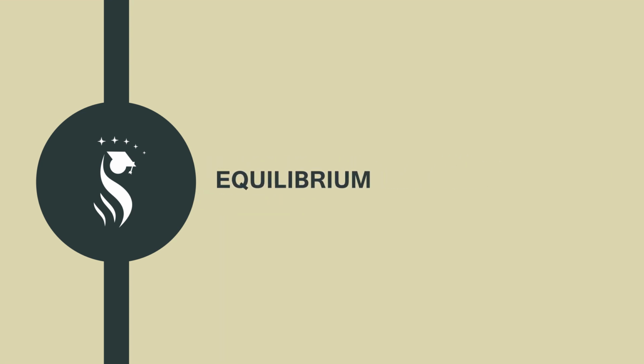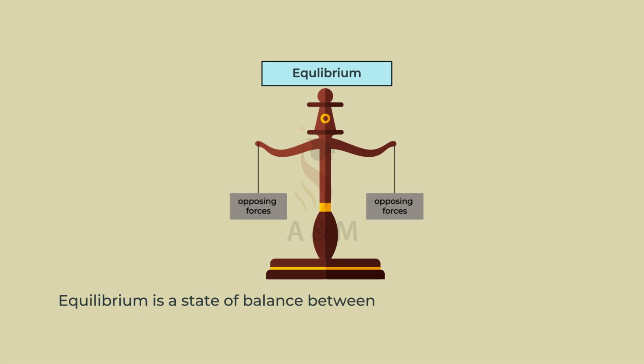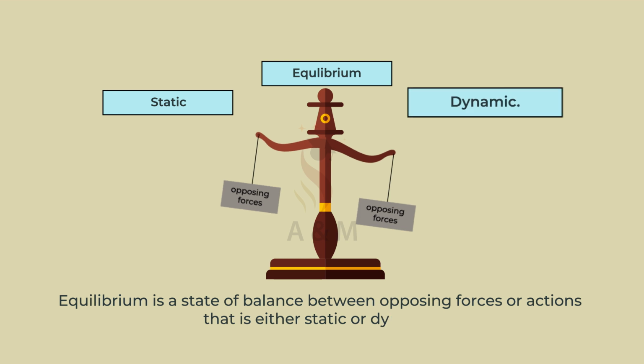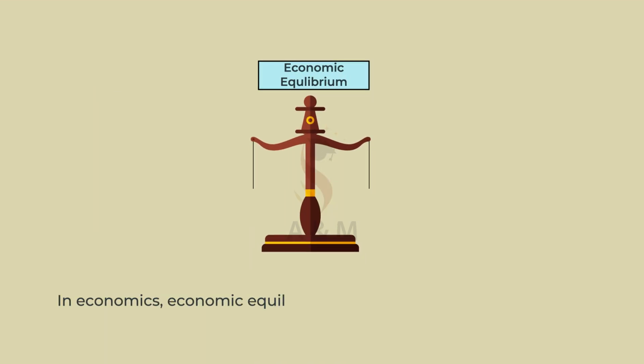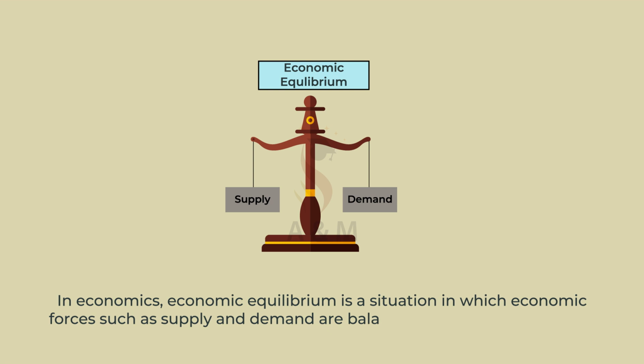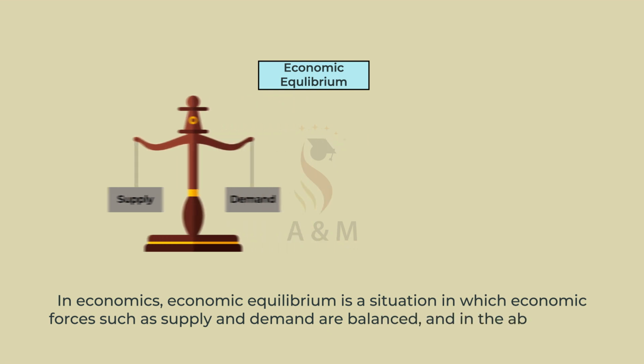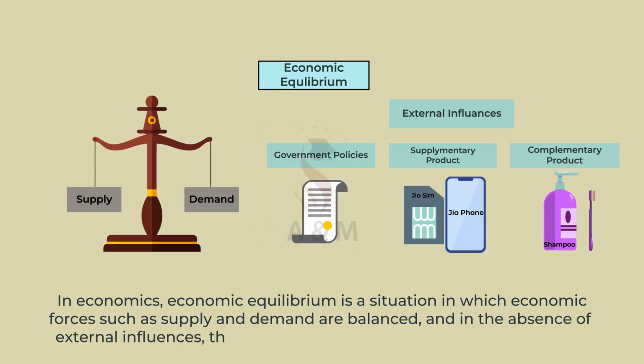Today in this session, we are going to discuss the topic equilibrium. Equilibrium is a state of balance between opposing forces or actions that is either static or dynamic. In economics, economic equilibrium is a situation in which economic forces such as supply and demand are balanced, and in the absence of external influences, the value of economic variables will not change.